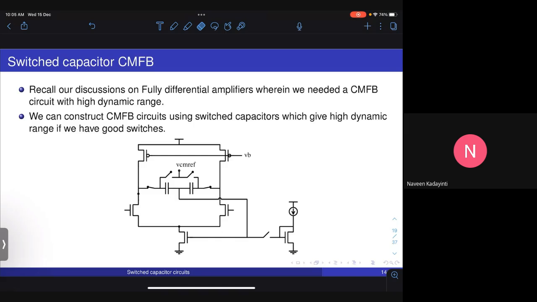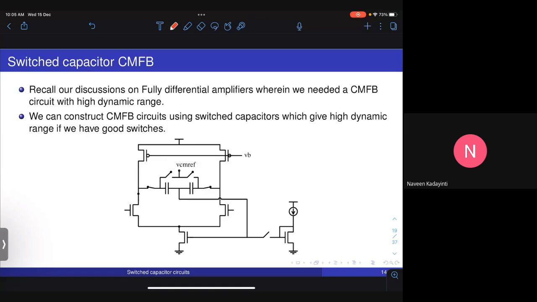So many things you can do, and in many places where we have used resistors earlier, we can do the same thing using capacitors. One of the circuits we discussed yesterday was fully differential amplifiers, in which we had a problem of detecting common mode. So we needed a common mode feedback circuit with high dynamic range. We had seen that one of the simplest ways of designing common mode feedback circuits was using two resistors, but those resistances will affect the gain and so on. We had seen all those things yesterday.